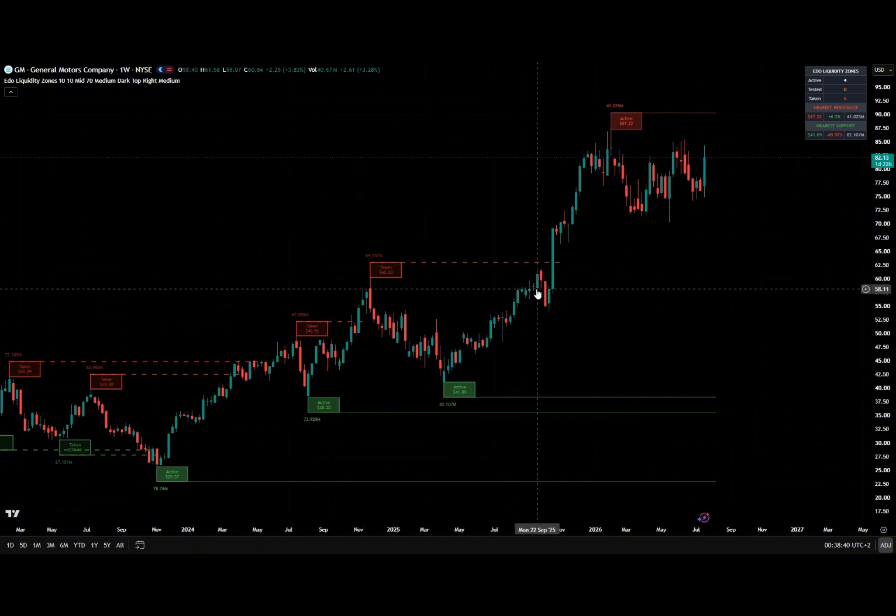More volume does not make a zone unbreakable. It does mean more positions were opened there, and more people are watching it.